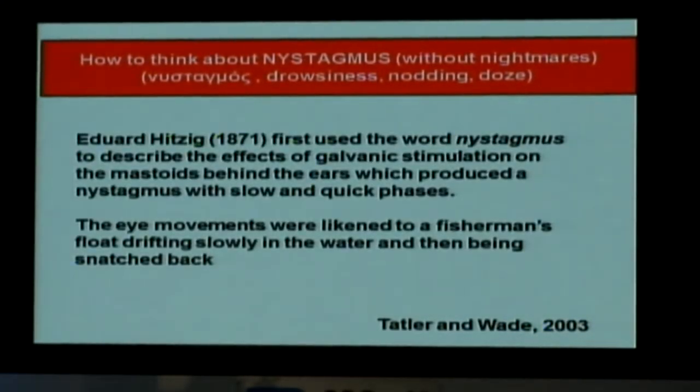Hitzig, a famous European neurologist, physiologist, first used the word nystagmus, actually in a neurootological situation. He described the effects of galvanic stimulation on the mastoids behind the ears, and he produced what he called nystagmus, with slow and quick phases. And the eye movements were likened to a fisherman's float, a boat in the water, rocking back and forth, and it would go slowly in one direction, and then it would quickly go in the other direction.